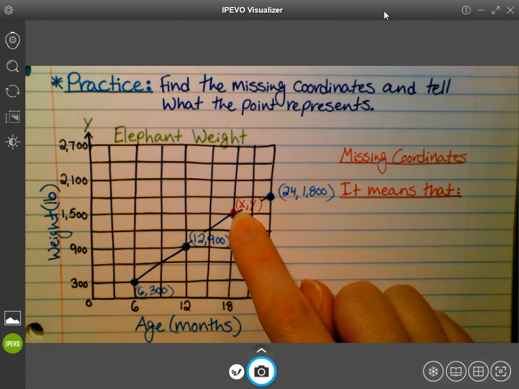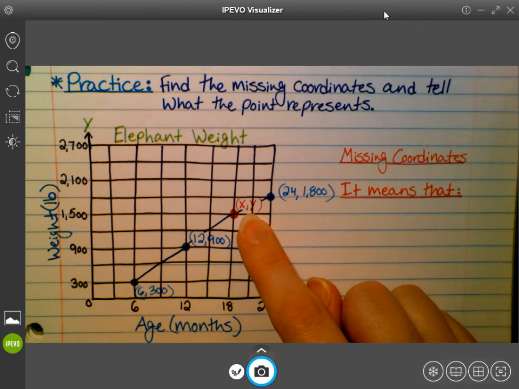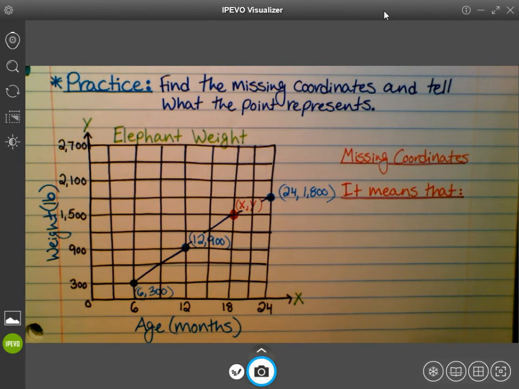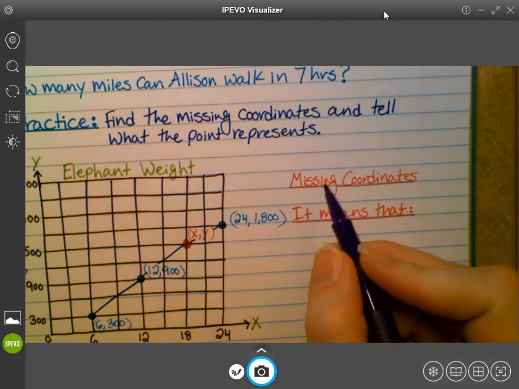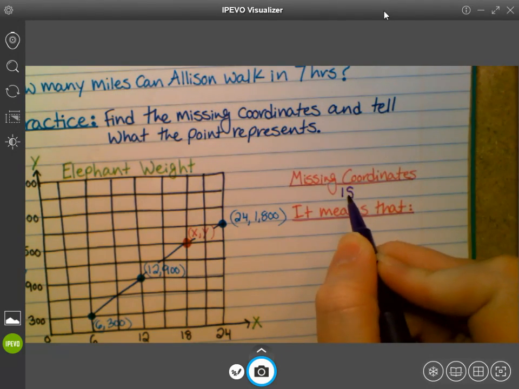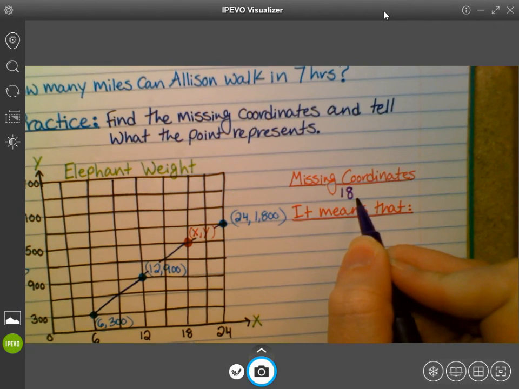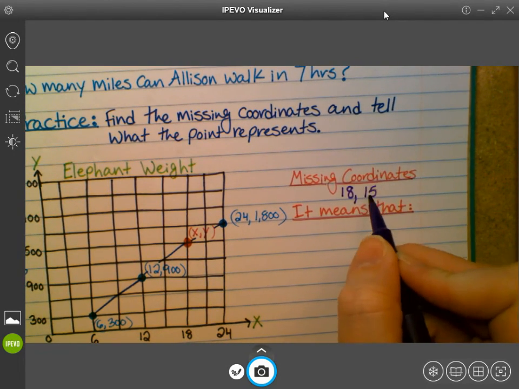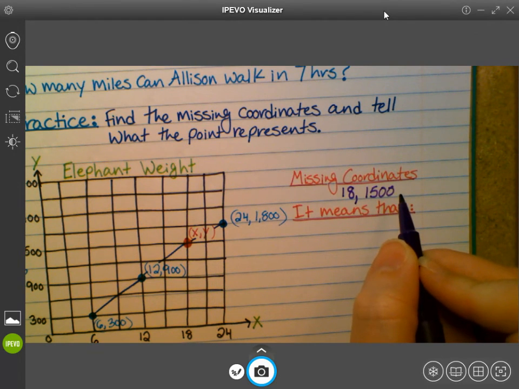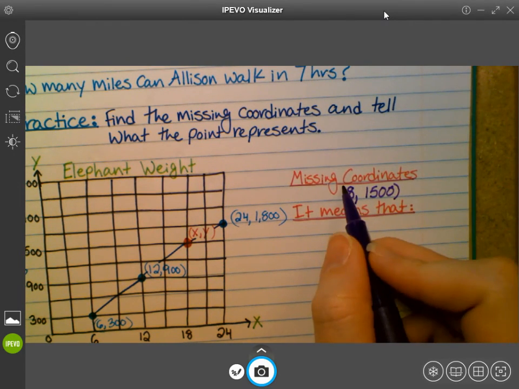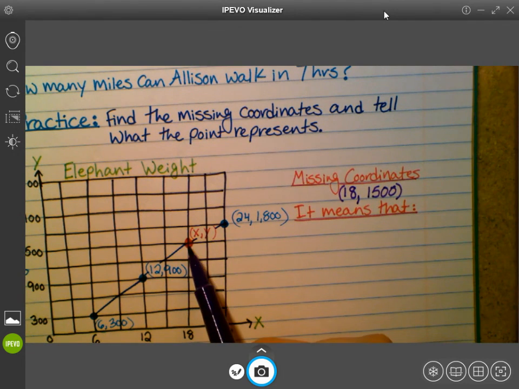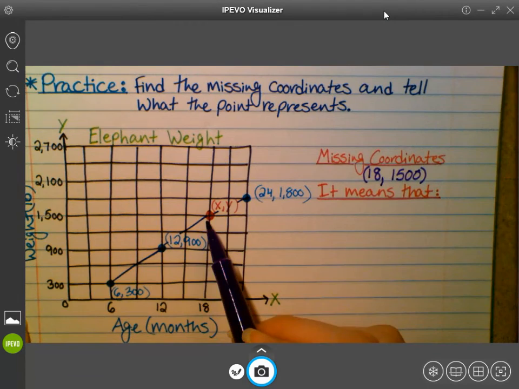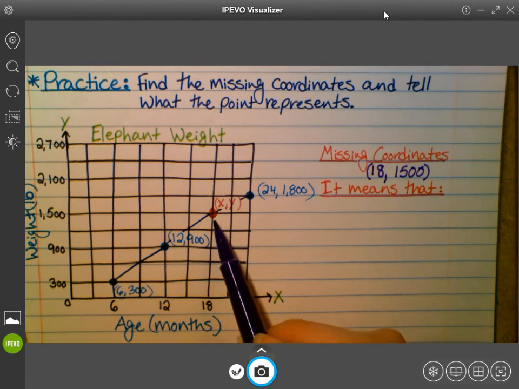What are they, Philip? 18 months and 1,500. So it would be 18. And what punctuation do I need here? Comma, 1,500. And what do I need around it? Parentheses. All right. If this is (18, 1,500), turn and talk. What does that point tell us? Turn and talk. What does it mean?